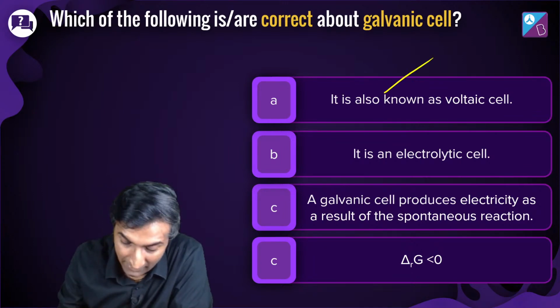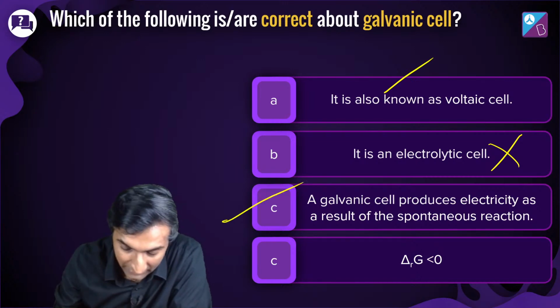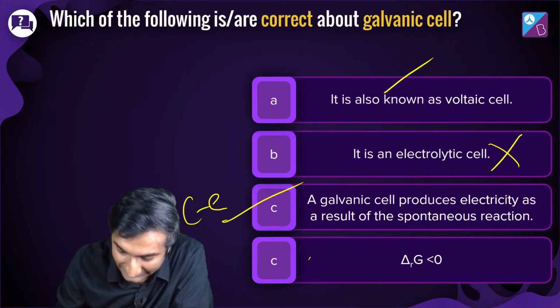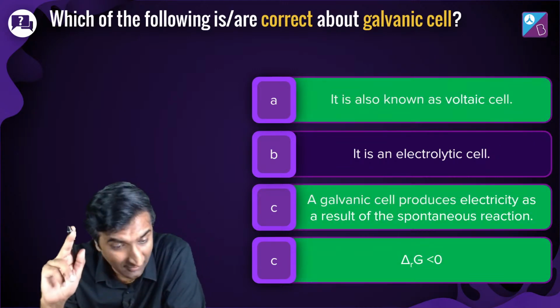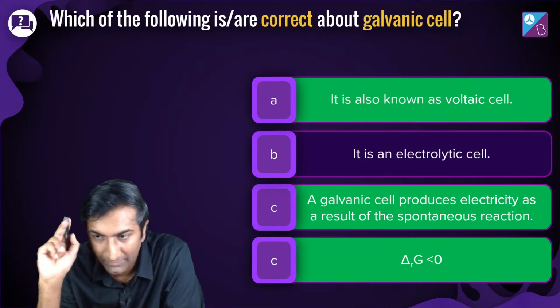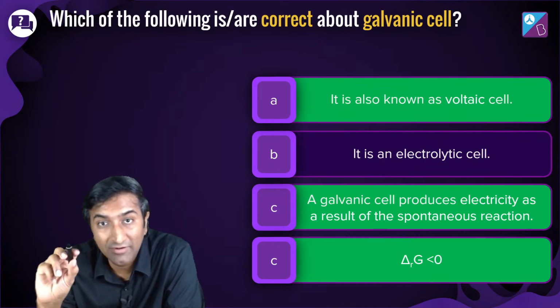Yeah, voltaic cell, galvanic cell are the same. Electrolytic cell, no. Galvanic cell produces electricity as a result of a spontaneous reaction, absolutely, because it's chemical to electrical energy. Energy less than 0, absolutely. So these 3 are correct, right? AD only? No, C is also correct. Good job, Rick. Very close, but C will also be correct, right? Because a galvanic cell is chemical energy to electrical energy.